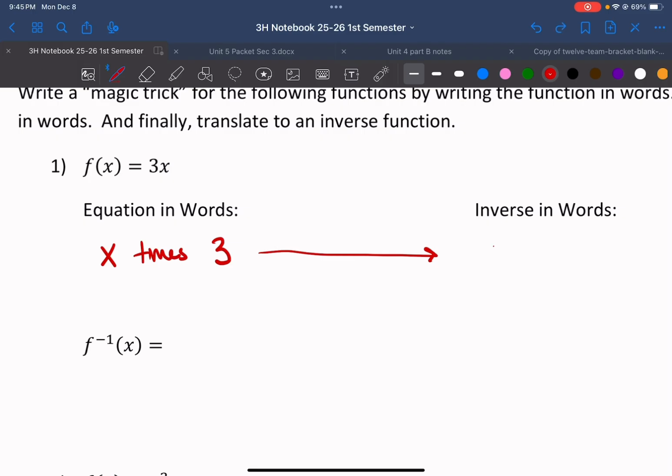So now we write it backwards. X divide 3. You guys see how that works there? We're basically writing a new equation that is the inverse of the original. Okay, I'll give you a second to write that down.